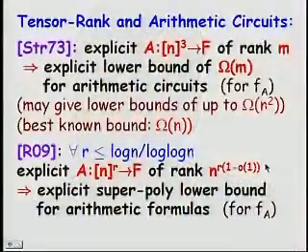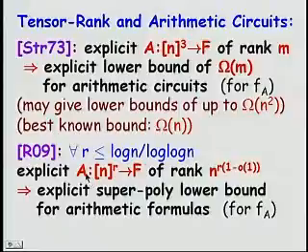And the same for any constant smaller than 1. That's what you need. You need a tensor with tensor rank close to n to the r, in the sense that it's larger than n to the r times 1 minus epsilon for any epsilon. And if you get such a tensor, if you get an explicit example for such a tensor A, this gives you super polynomial lower bounds for arithmetic formulas, this time for the polynomial fa.